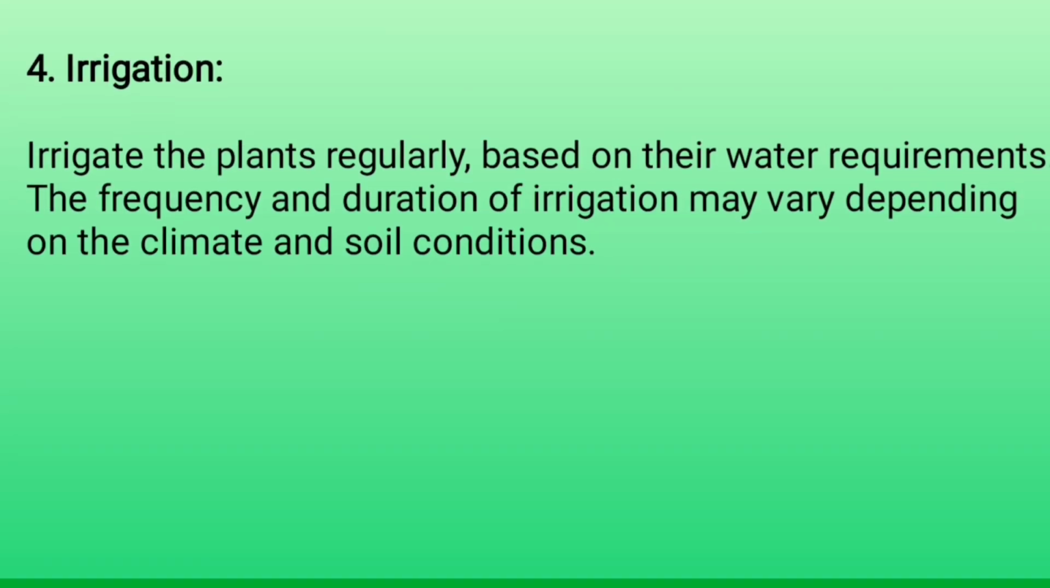Fourth one is the irrigation. Irrigate the plants regularly based on their water requirements, because plants may vary from species to species depending upon their water requirement. The frequency and the duration of irrigation may depend on the climate and the soil condition. So it is very important to adopt modern irrigation technology depending upon the climate and soil condition of your area where you are planning to cultivate the medicinal plants.